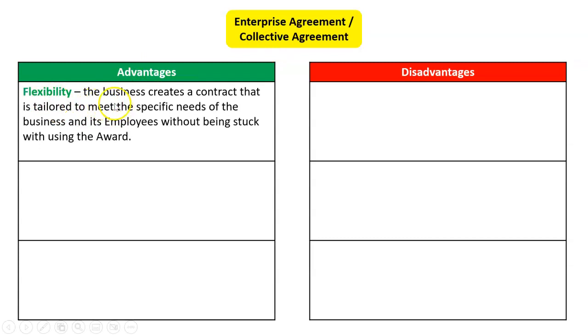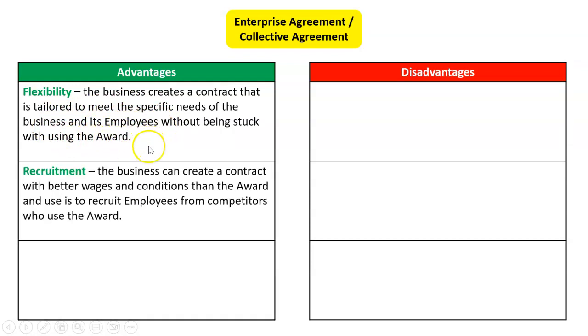Well, flexibility. Now I create a contract that is tailored to meet the specific needs of my business and its employees without being stuck using the award that everyone else does. Two, it's a great recruitment tool, because when I try to recruit workers, I can say we will give you better than award conditions at our business because we have our own enterprise agreement.